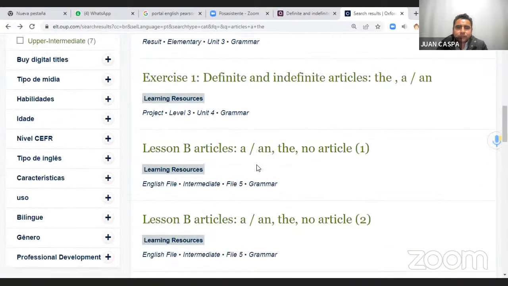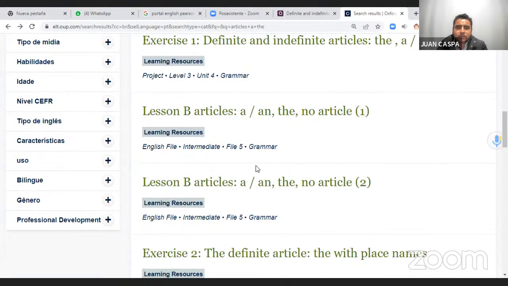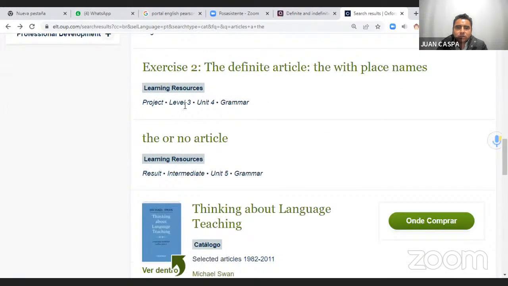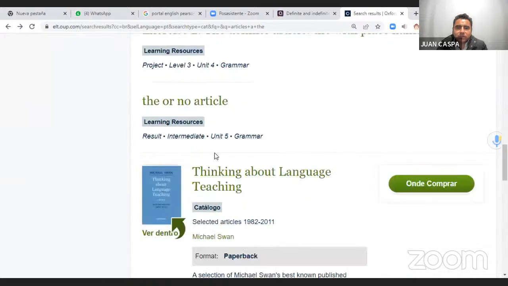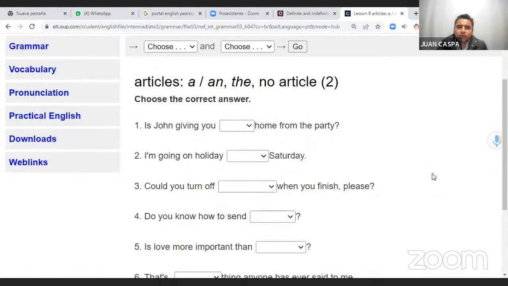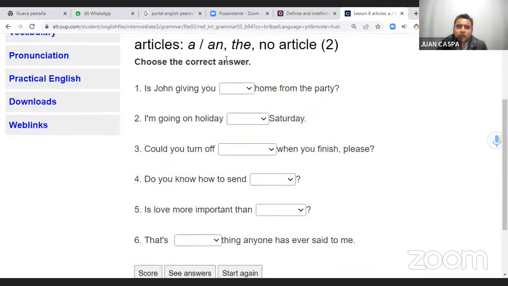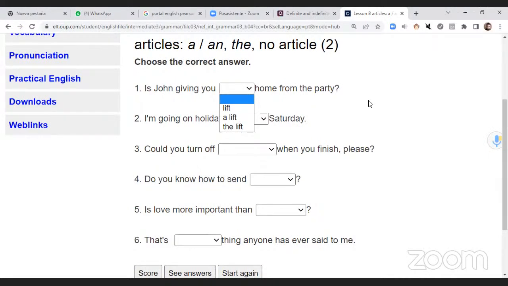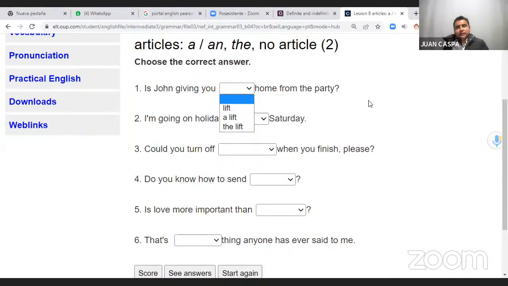Articles and no article. I think this is much better. Okay, level 3, intermediate. Yes, I think this is much better. What do you think about articles and no article over here? Is John giving you a lift home from the party? What about the other one?